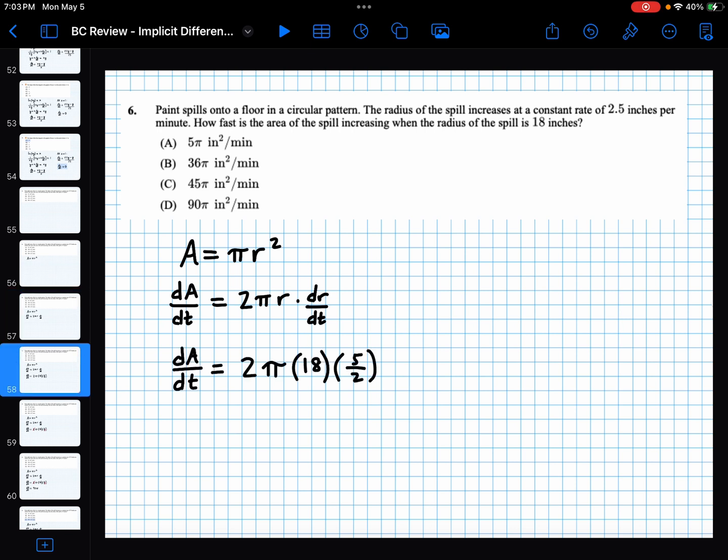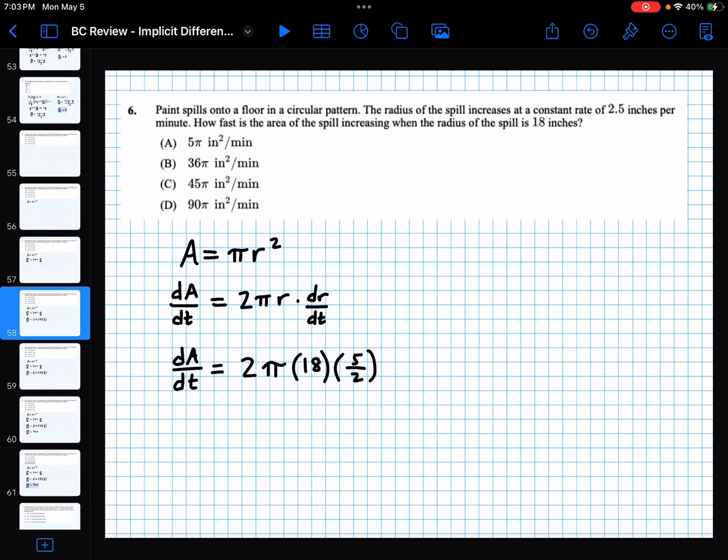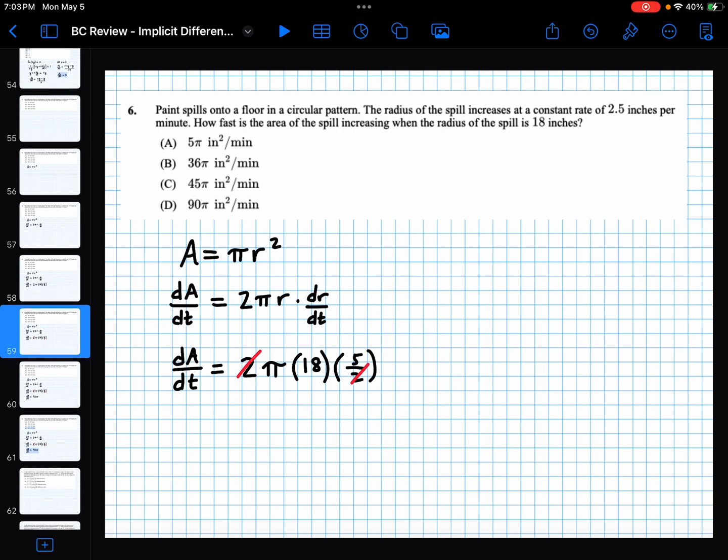But I want to point something out here, especially on a non-calculator question. 2.5 is the same as 5 halves, and if you write that as a fraction, then it's real easy to see the cancellation between the twos there. So in the end, I wind up with 18 times 5, or 90, times pi, which is answer choice D.